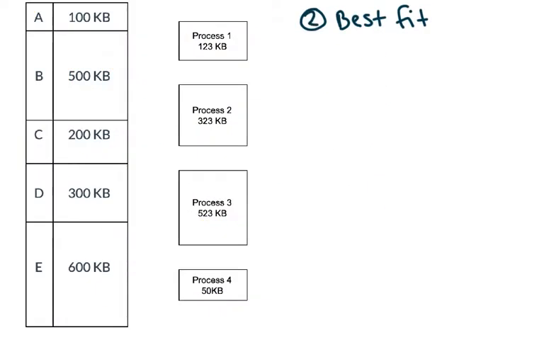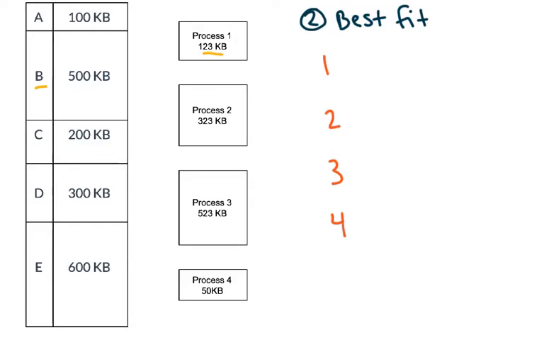Okay, so best fit. Again, we're going to look for the smallest partition that's still large enough to fit us. So I'm going to again write down all of my process IDs and start looking through here. The first process requires 123 kilobytes. We scan through here. This one's not large enough. This B is large enough, but we continue to look down through the rest to see if we find a better fit.